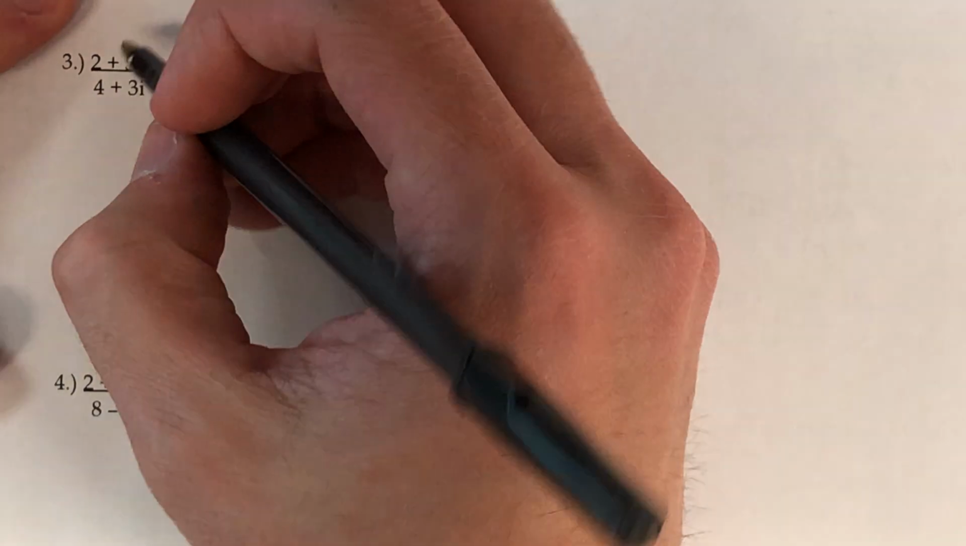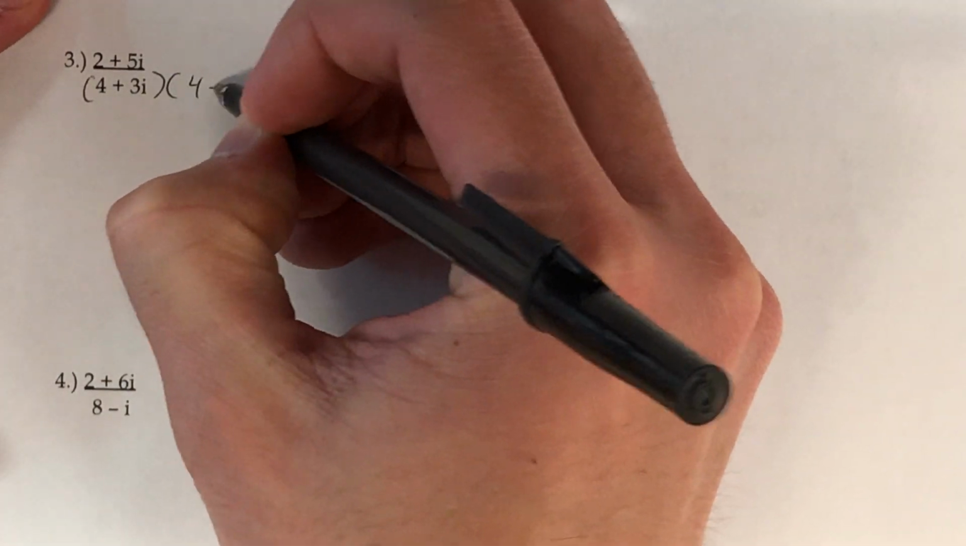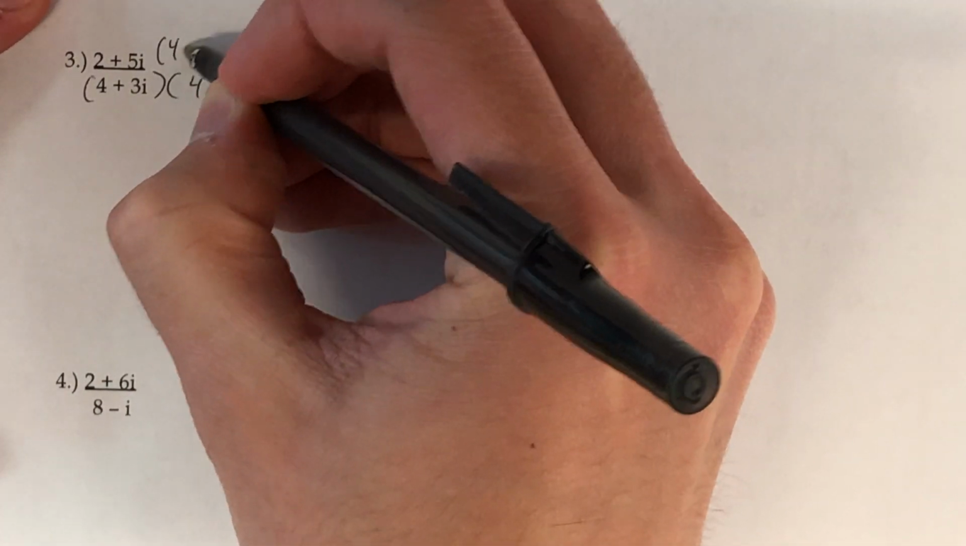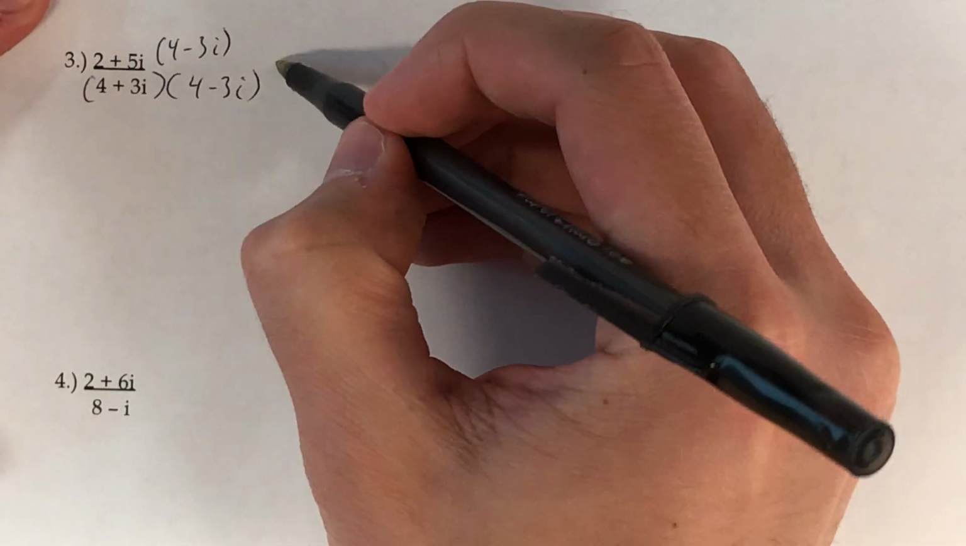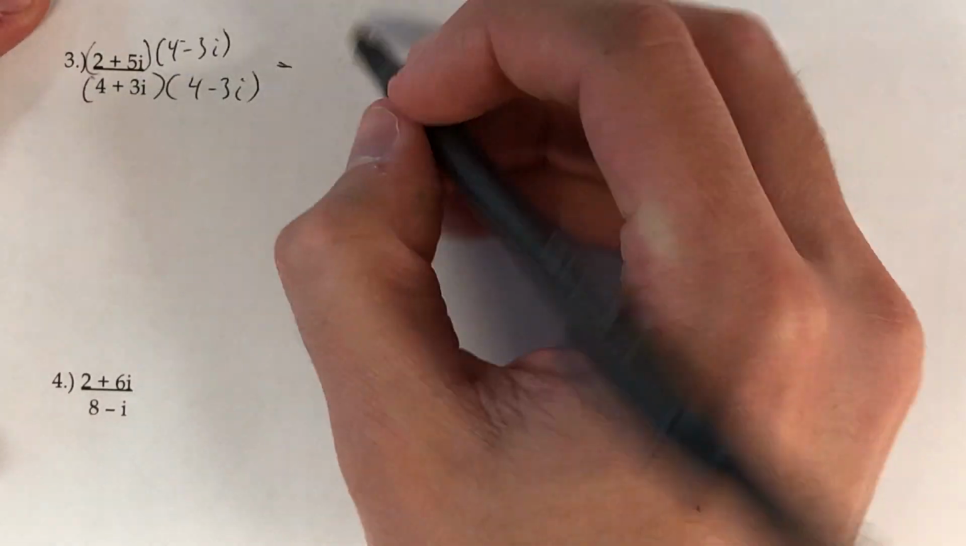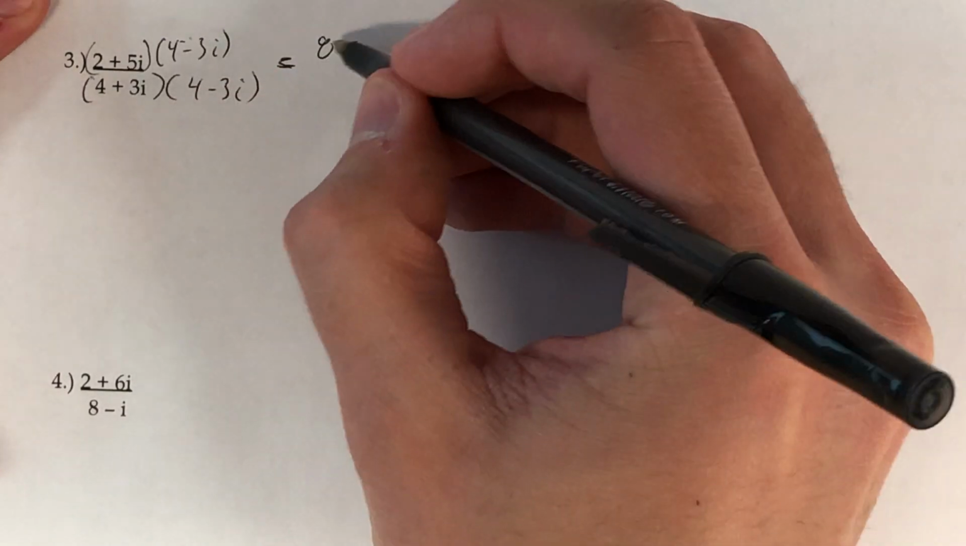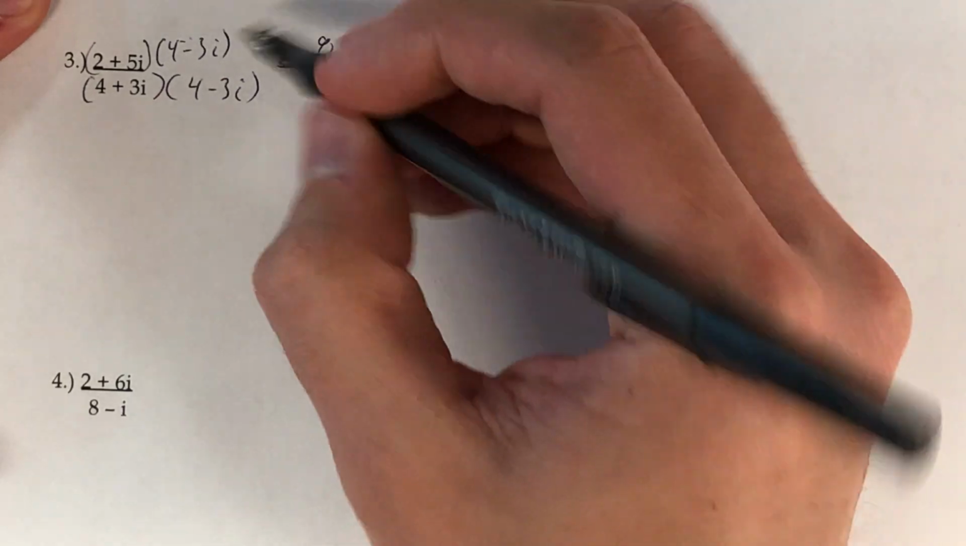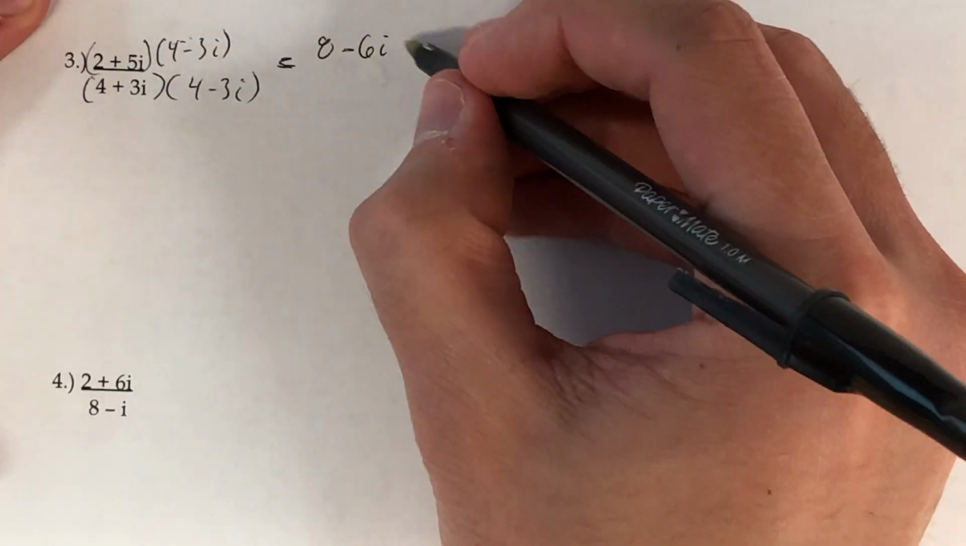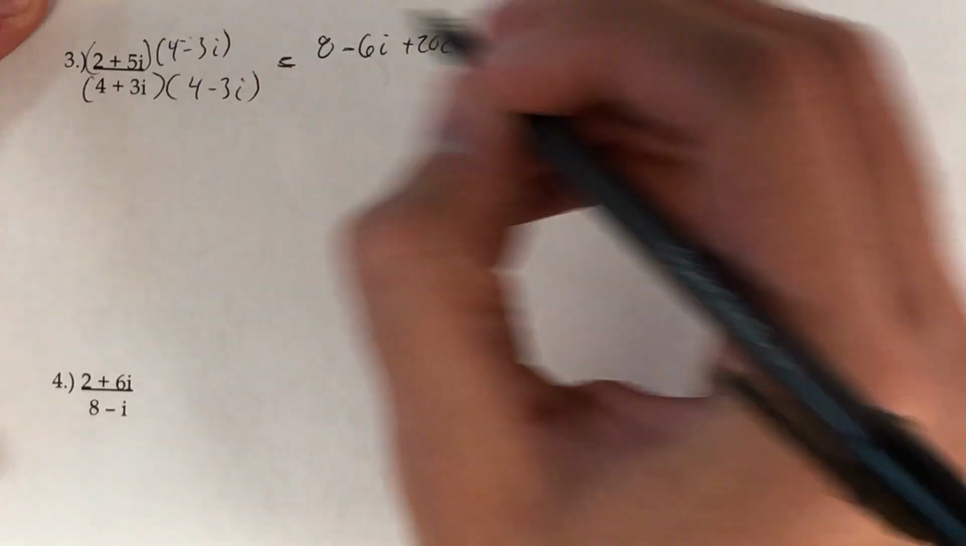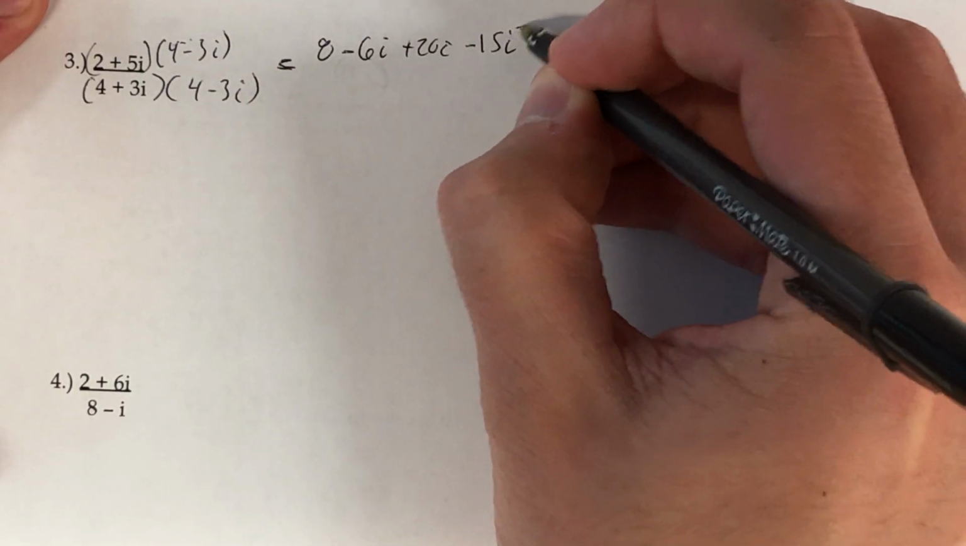Please give both of those a try on your own. Then pause the video and check back in when you're ready. Pause. Okay, we're back. So the conjugate here would be 4 minus 3i, making sure to multiply both the top and bottom. So up top, that leaves us with 2 times 4 is 8. 2 times negative 3i is negative 6i. 5i times 4 is 20i. And 5i times negative 3i is negative 15i squared.